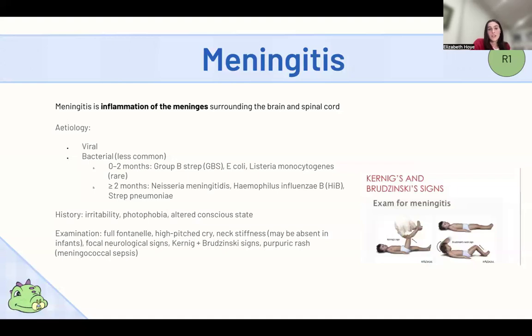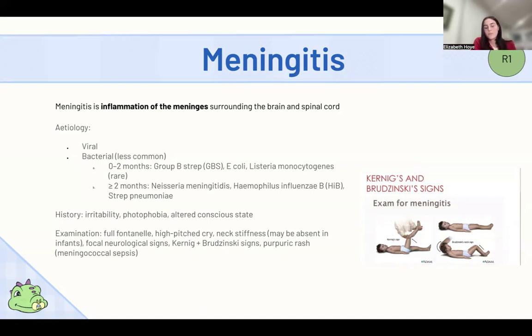This next one is meningitis. So it's obviously inflammation of the meninges. And it's very similar to meningitis you would have learned on the third year matrix, but it's important to know the bacterial causes because it can differ slightly in pediatrics.